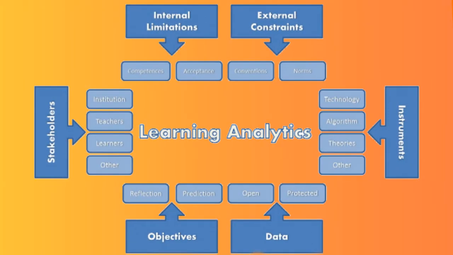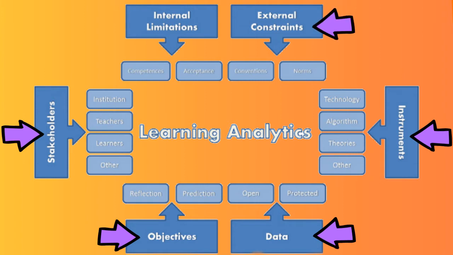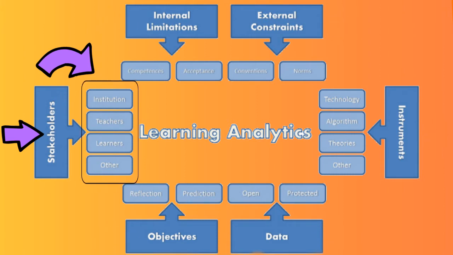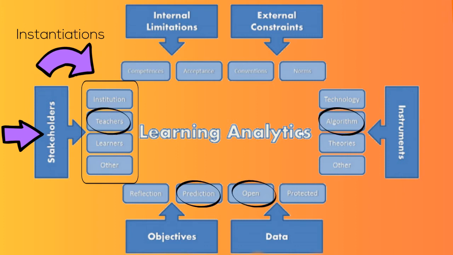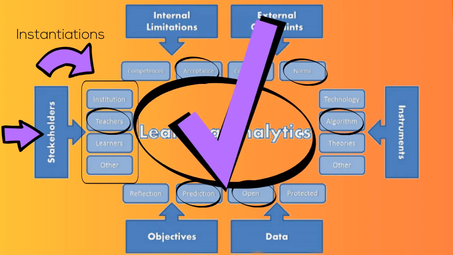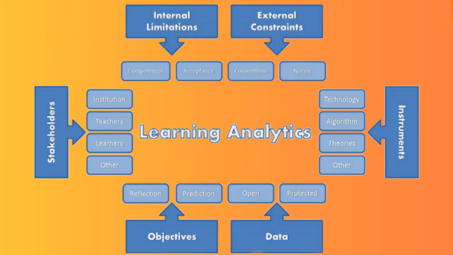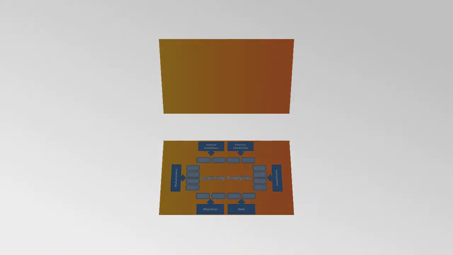This proposed model consists of 6 critical dimensions or fields of attention. They are stakeholders, objectives, data, instruments, external constraints, and internal limitations. Each of these fields are subdivided into several separate values called instantiations. However, you're only required to cover one instantiation from each field in order to make a fully formed model. Now let's take a closer look at these 6 fields and their instantiations.